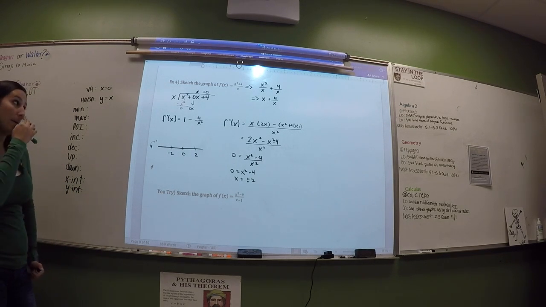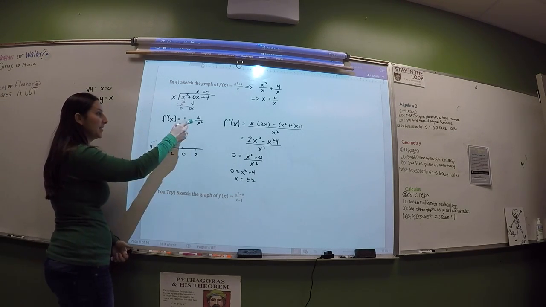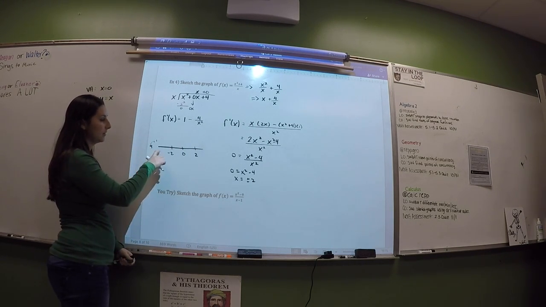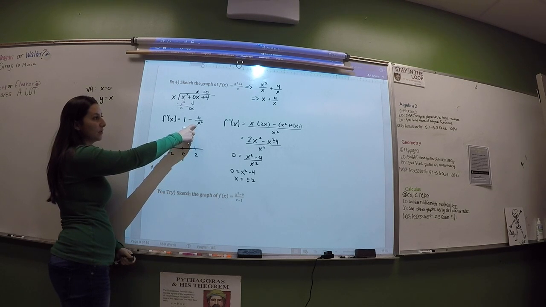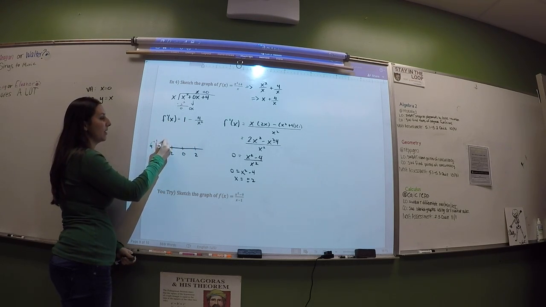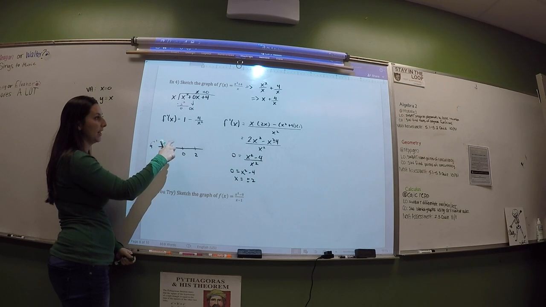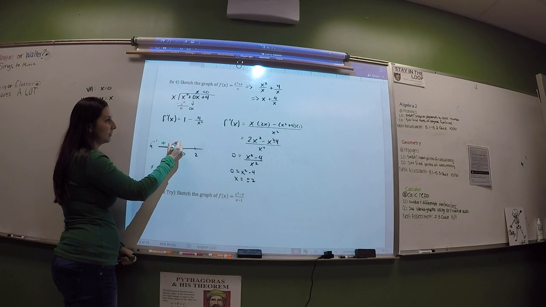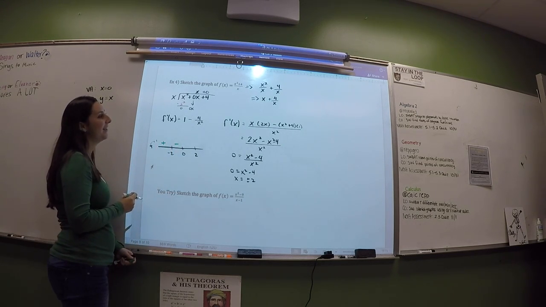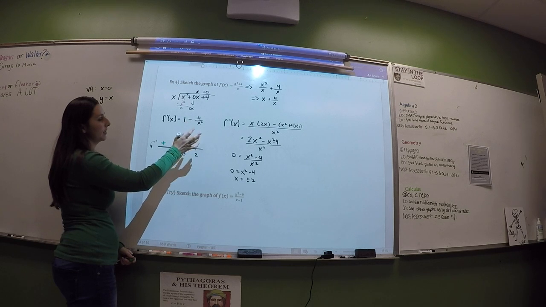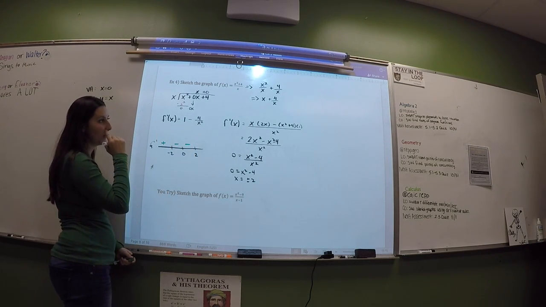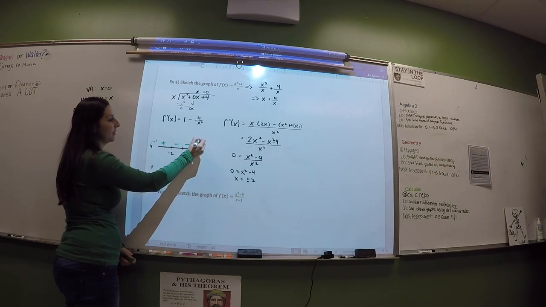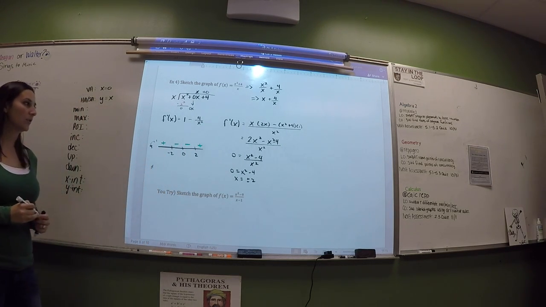I'm going to plug into this one because I think it's easier. If I put negative 3 in here, I get 4/9, which is smaller than 1, so that would make this positive. If I put in negative 1, that's going to be 1 minus 4, which is negative. If I put in positive 1, it's the same situation, so it'll be negative. And over here, if I put in positive 2, it'll be positive for the same reason this one was positive.